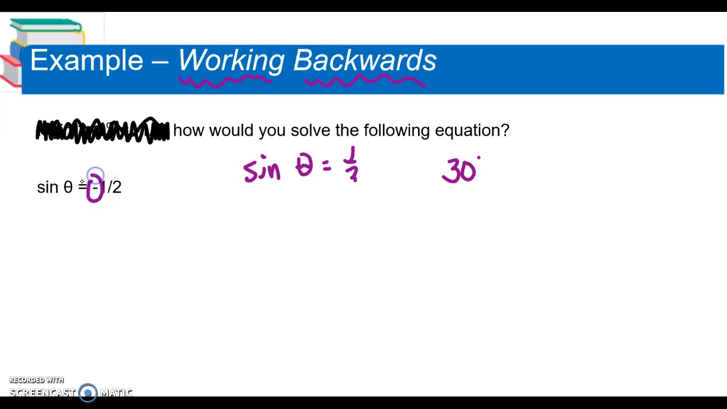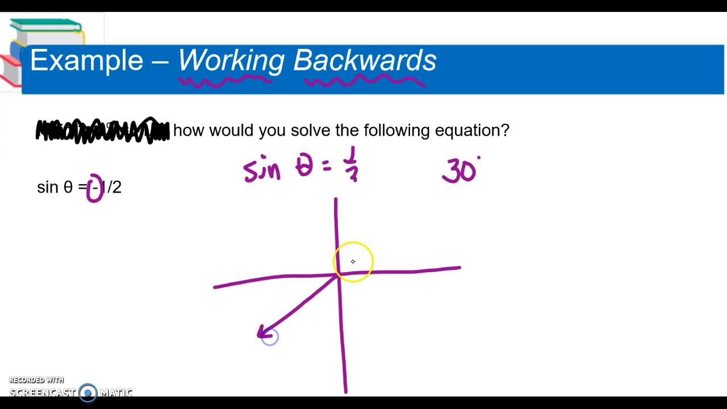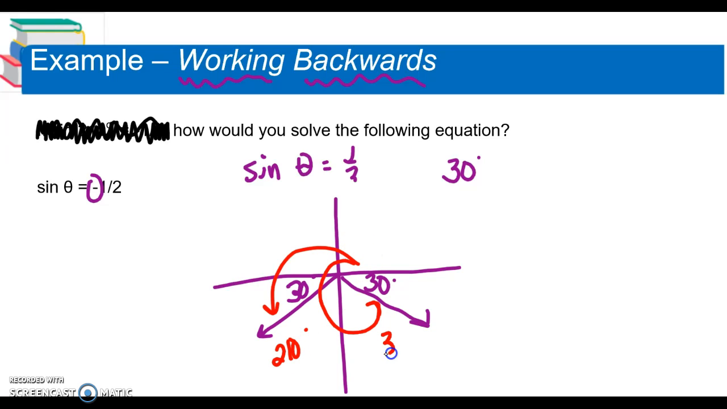But the fact that it's negative means we are either in the third or the fourth quadrant, because those are the two quadrants where sine is negative. And since I know sine of 30 equals 1/2, I know my reference angle in both quadrants would need to be 30 degrees. So if I look to find the angle measure, this would have to be 210, and this would have to be 330. So those would be the two values of theta that work for this problem.